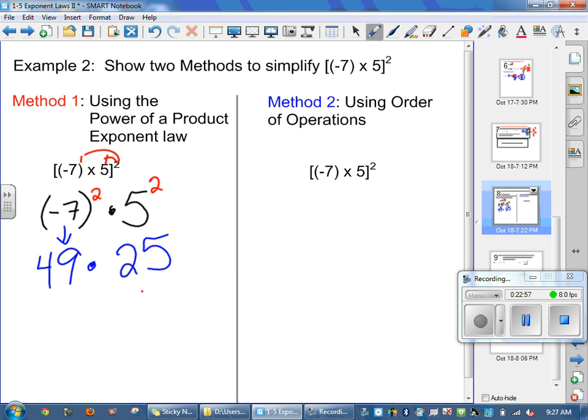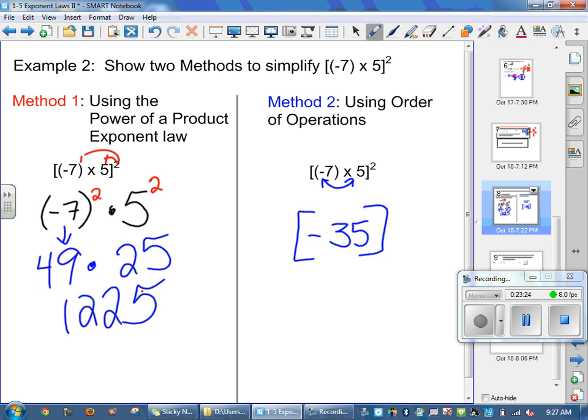Now let's take a look. We can do it the same way on the right-hand side by doing bedmass. Bedmass means solving the bracket first. So I'm going to multiply those two digits. A negative times a positive will give me a negative answer. My big square brackets are still there. I get negative 35 in my big square bracket. Now it's saying it's all squared, so I put my 2 back on it. I have 2 sets of those, so I would take negative 35 times negative 35. That's going to give me 1225. I get the exact same answer depending on which way I do it. I can use exponent laws or I can solve it with bedmass. You get the exact same answer.